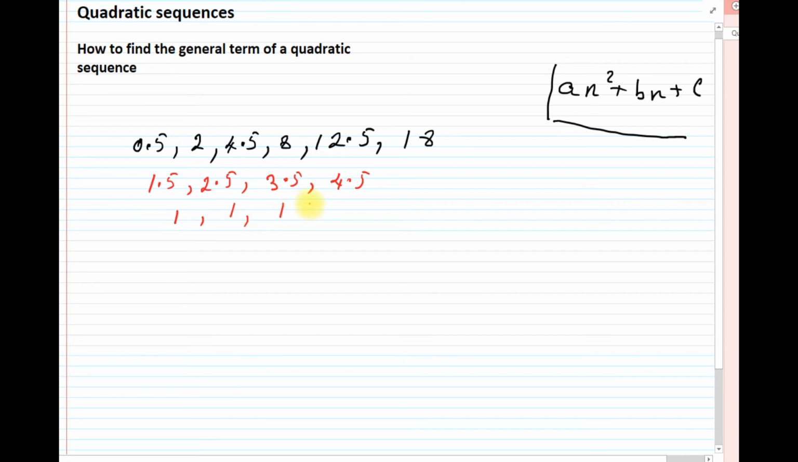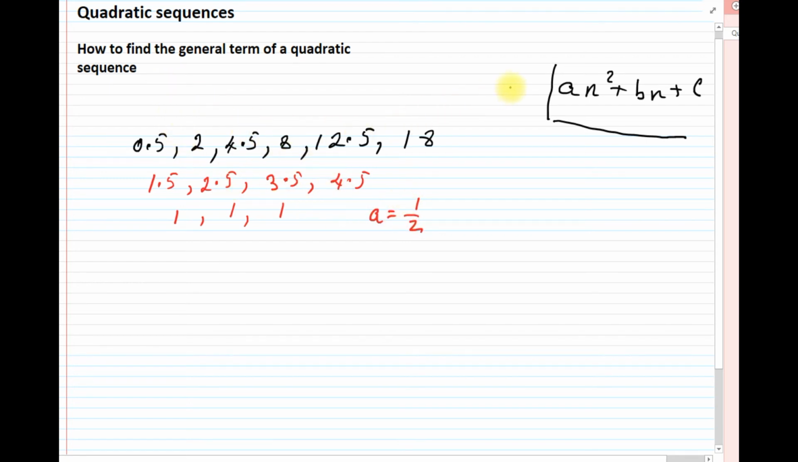Now we should know from here that the A coefficient in our expansion is always half this second difference. So our A should be 1 over 2. But we won't guess this for the moment. We'll try to work it out. But it can be used to save us a little bit more time in an exam situation.